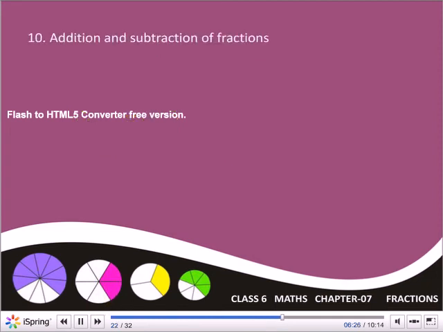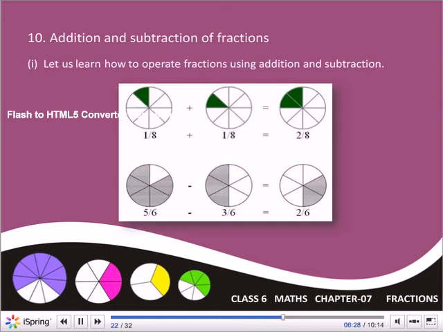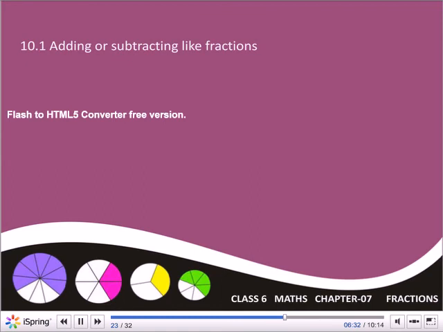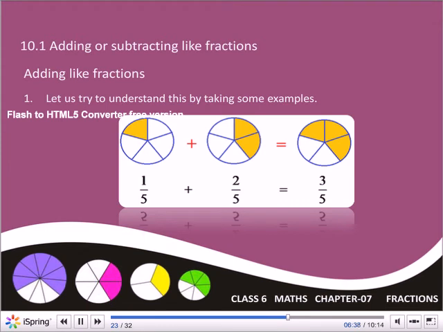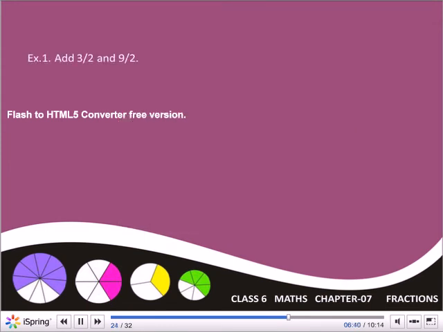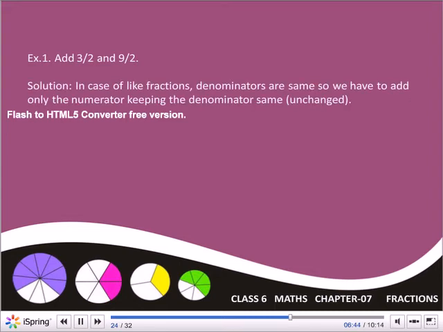Addition and subtraction of fractions. Let us learn how to operate on fractions using addition and subtraction. Adding or subtracting like fractions. Adding like fractions. Let us try to understand this by taking some examples. Example 1. Add 3/2 and 9/2. Solution: in case of like fractions, denominators are the same, so we have to add only the numerators, keeping the denominator the same or unchanged. Let us see how to do this.